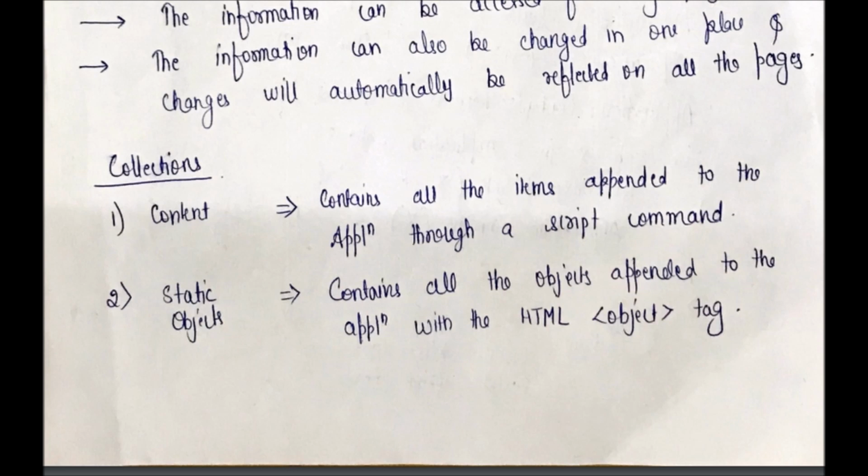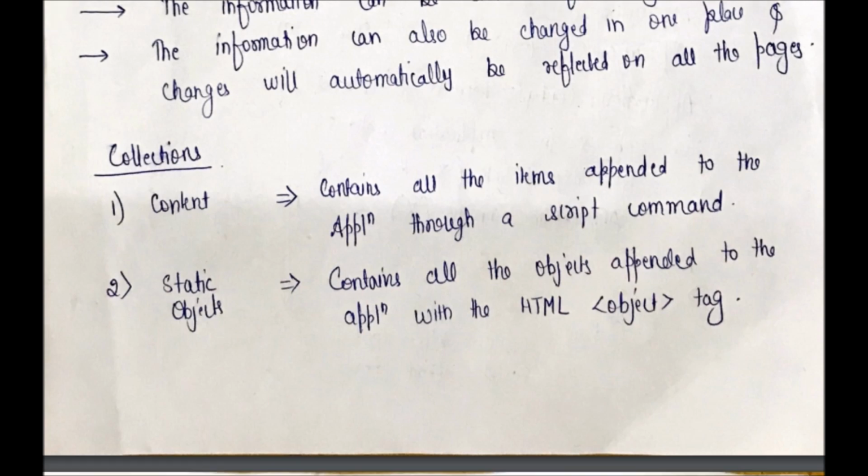And the second is static objects. The static objects collection contains all the objects appended to the application with the help of HTML object tags. So the first is through the use of script and the second is through the use of HTML object tags. Now we will discuss the methods.